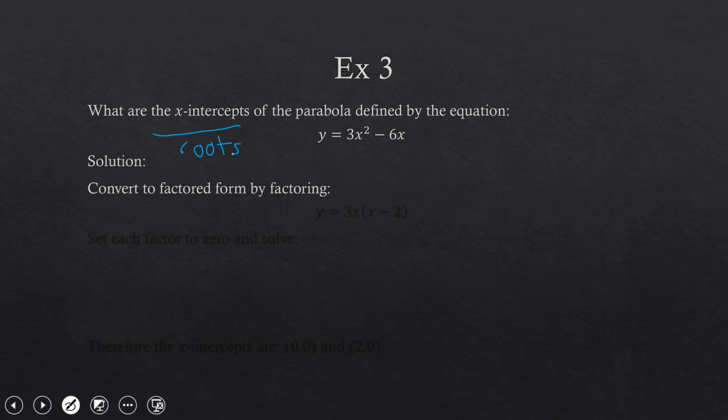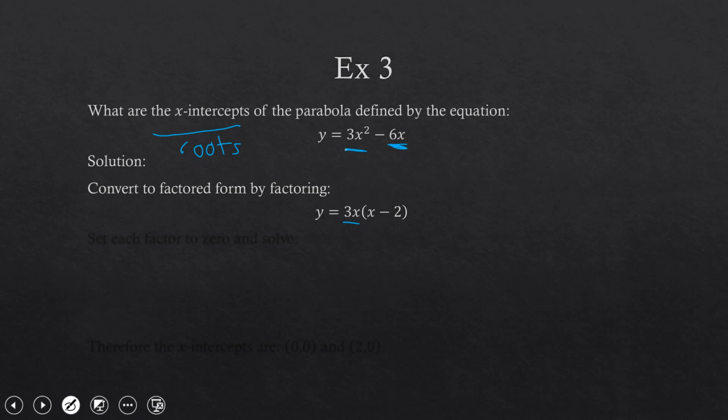So we're going to convert it into factored form by factoring. In this case, hopefully you see that there's a common factor between both of these terms that can be factored out, and that common factor is 3x. 3x squared is divisible by 3x, and minus 6x is divisible by 3x. Both of them are. So we factored it out this way.